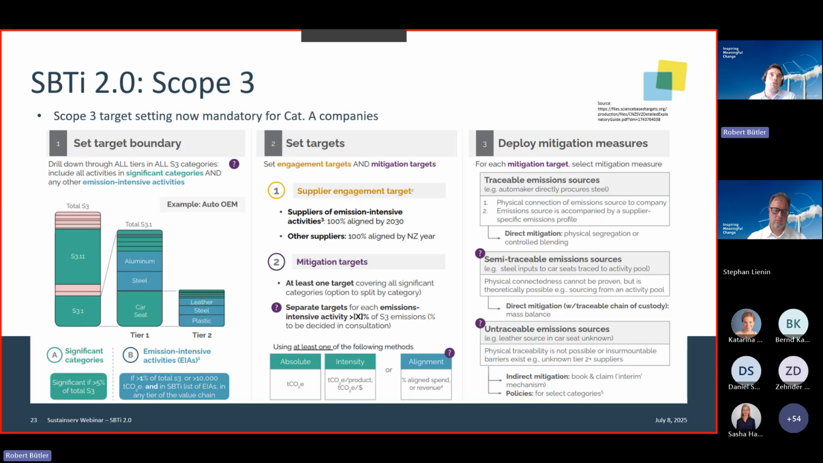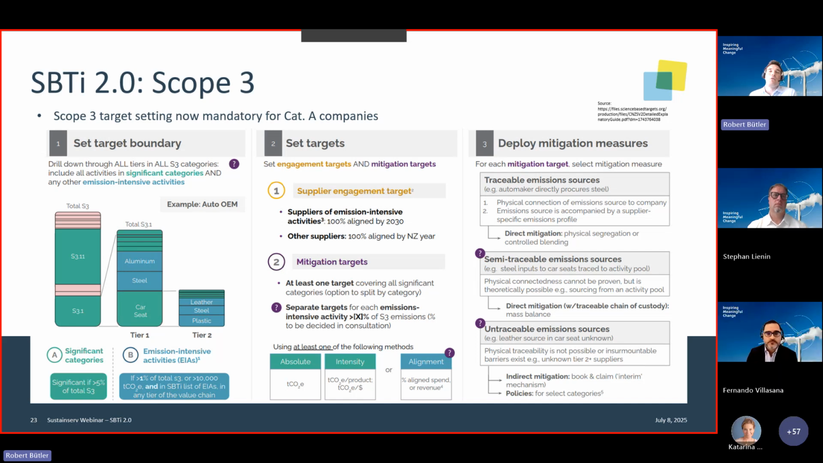Nonetheless, I want to quickly guide you through the target boundary, the target setting, and the mitigation measures in this graph as the key changes to scope 3. So considering target boundary, in the prior version we had a 67% threshold for near-term targets of scope 3 emissions and 90% for long-term. This now changed to a significance level of 5%.